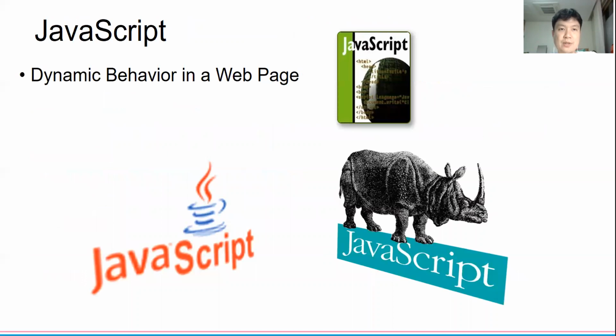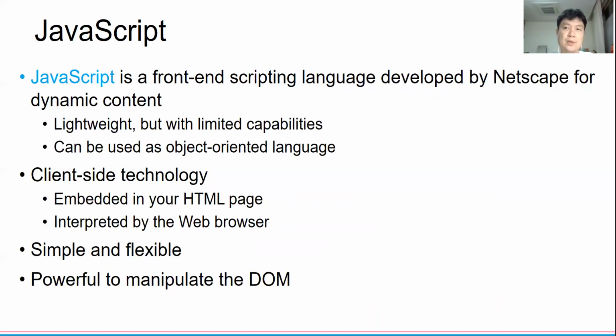So JavaScript is the dynamic behavior in a web page. There are many web pages that apply JavaScript, so we're going to learn the basics of JavaScript. Okay? JavaScript is actually a front-end scripting language.